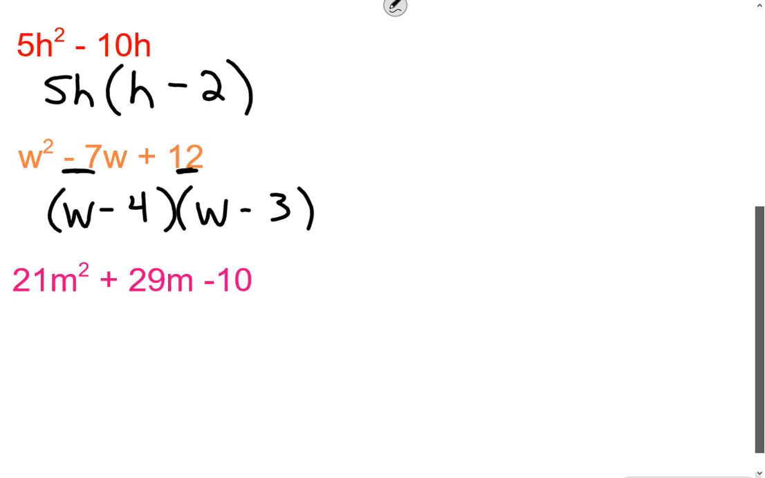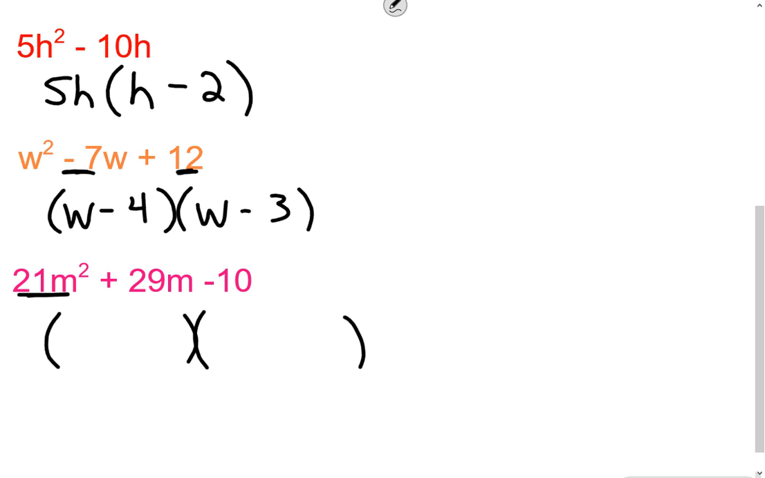And then my last polynomial here, another trinomial. This one is a guess and check one. So remember, we're going to look at the 21m squared and ask ourselves, well, what times what is 21m squared? I would guess 7m and 3m. And then I'd look back here at the -10. I go, well, what times what is -10? I might start with -5 and a +2. There's my guess.